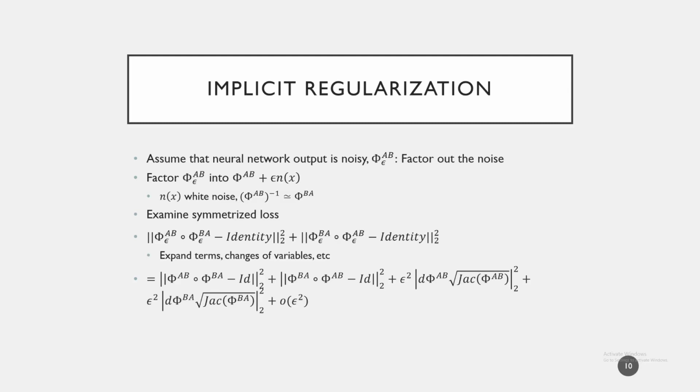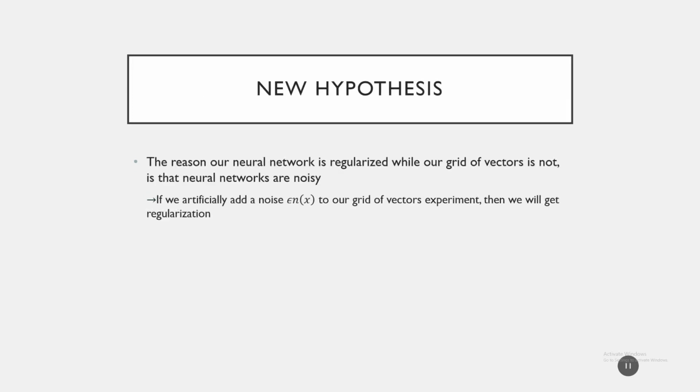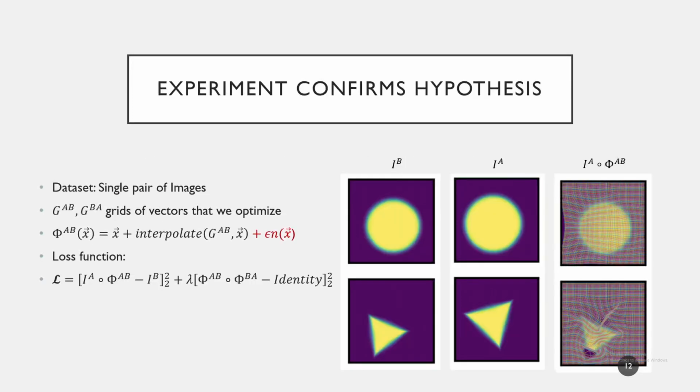This explains the difference between the two experiments. The neural network output had some jitter due to the deep interconnections, causing this regularization effect to manifest, but the grid of vectors did not. This theoretical result implies a testable hypothesis. Adding jitter artificially to the grid of vectors experiment should smooth the resulting maps. This hypothesis is verified experimentally. When we add noise, we get the smoothness that we predicted.